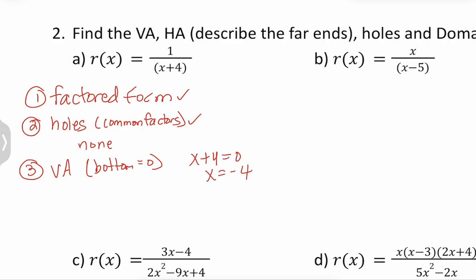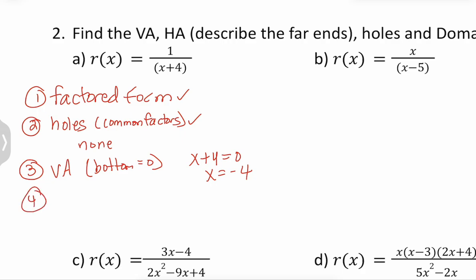Great. Now think about this function. We know how to graph this function. We know 1 over x is that reciprocal function. So 1 over x plus 4 has just moved it to the left 4. So we should expect the vertical asymptote has moved to the left 4. So it makes sense. Those things should go together.